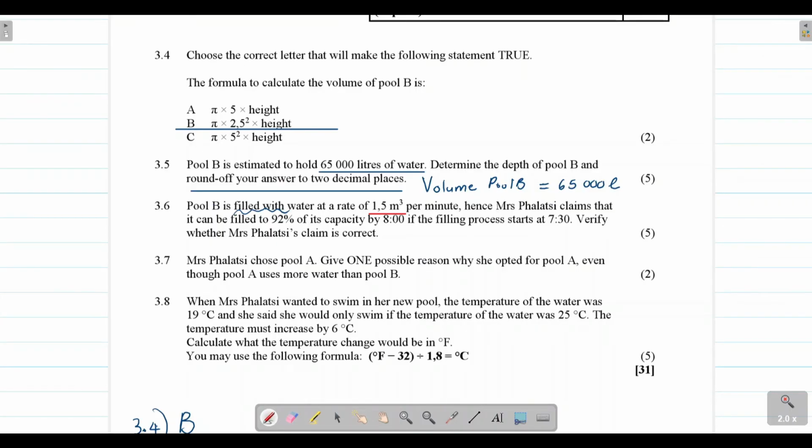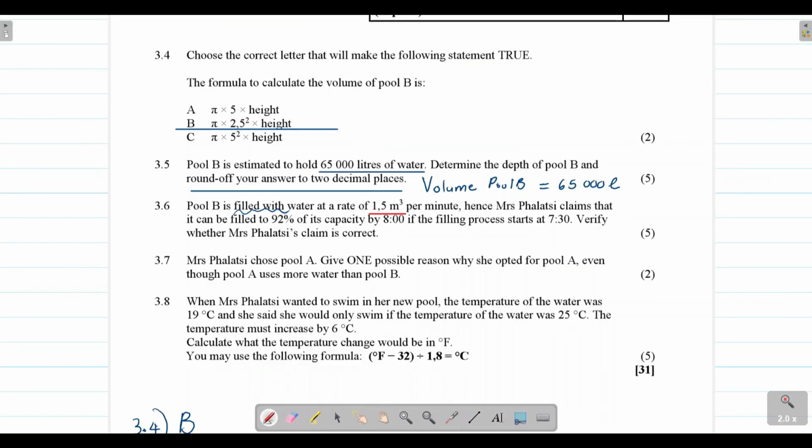Very important for this question, guys: please do not first take 25 degrees Celsius and subtract 19 degrees Celsius to get that the change in temperature is 6 degrees Celsius, and then substitute that into this formula to get the temperature in Fahrenheit. We cannot use that approach to solve this question, and the reason is that the scales for Celsius and Fahrenheit are different.